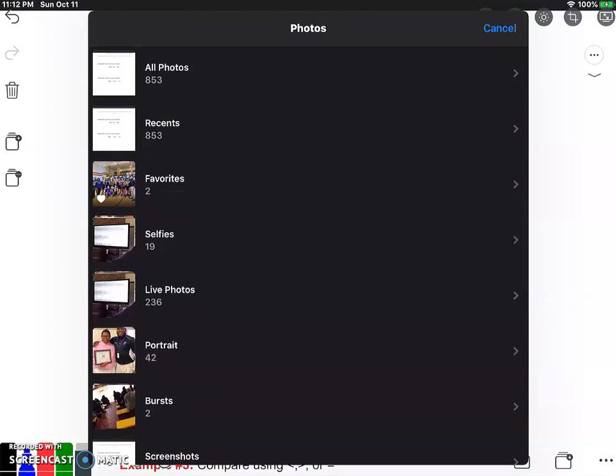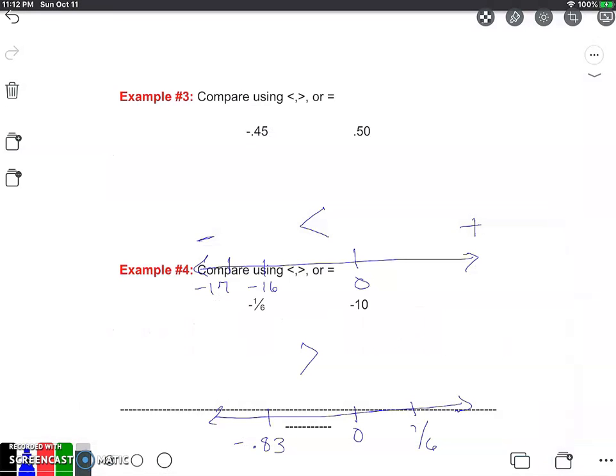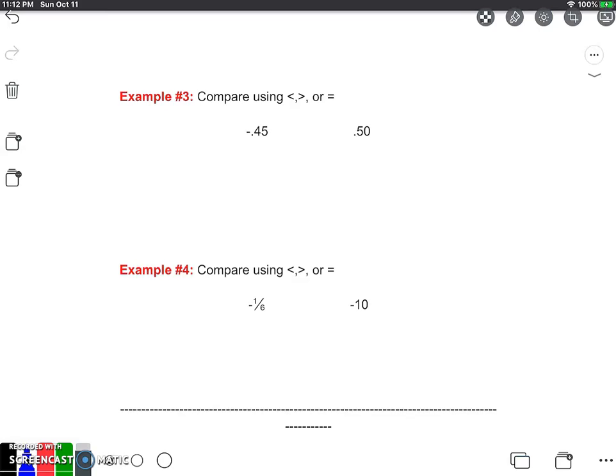I'm going to pull the other worksheet up. Give me 1 second. Let's look at examples 3 and 4. With this example, I have two decimals: negative 45 hundredths and 0.50, or 5 tenths, however you want to look at it. When I draw my number line, remember, one of them is positive and one of them is negative. If 0 goes right here, then I know 0.50 is going to be on this side, and negative 45 hundredths is going to be on this side. Whenever you are comparing, make sure you analyze the problem first. In this case, 0.50 is going to be the bigger number.